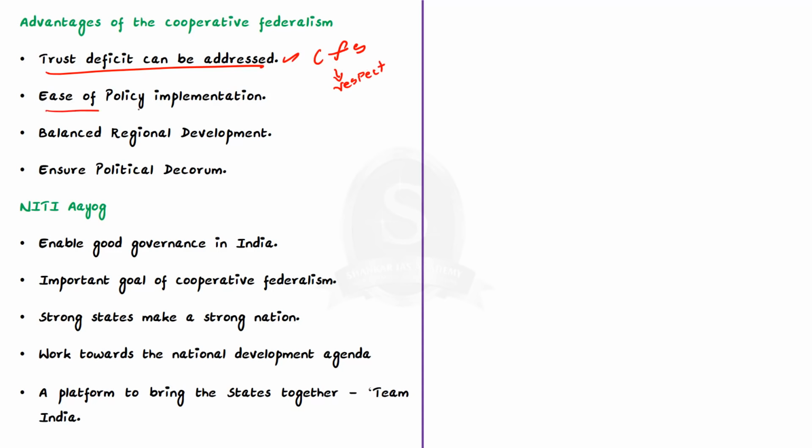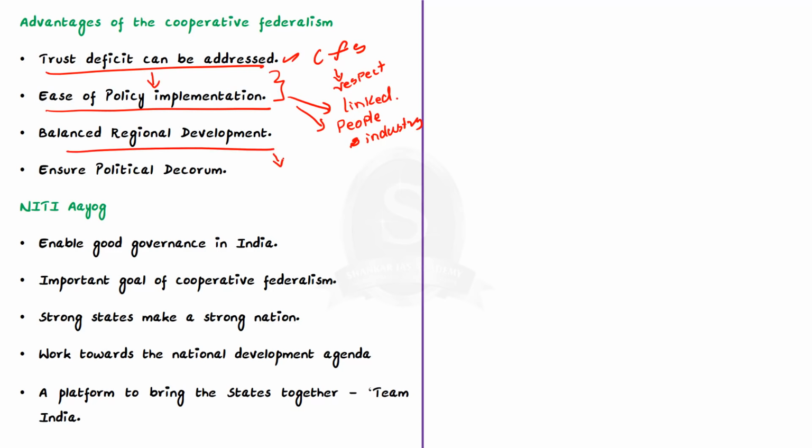Next, there will be ease of policy implementation. Since there is no trust deficit between the governments in the center and the state, the government policy can be easily implemented. This will result in numerous benefits for the people and the industries. Next, cooperative federalism will help in achieving balanced regional development. After all, Indians are our brothers and sisters.